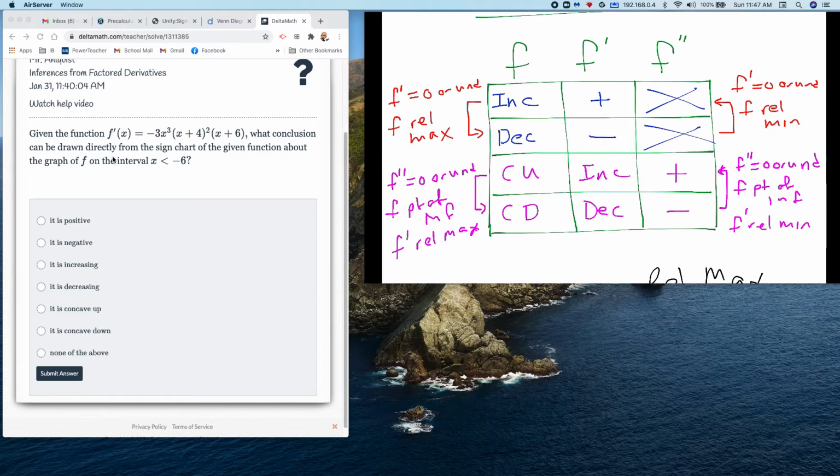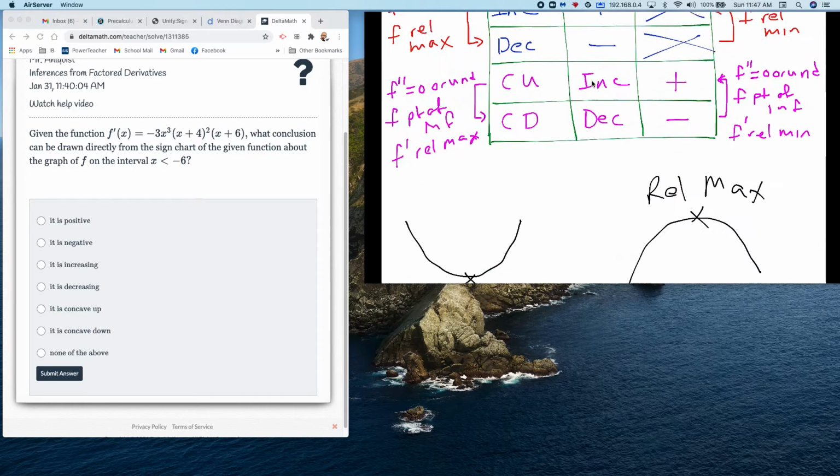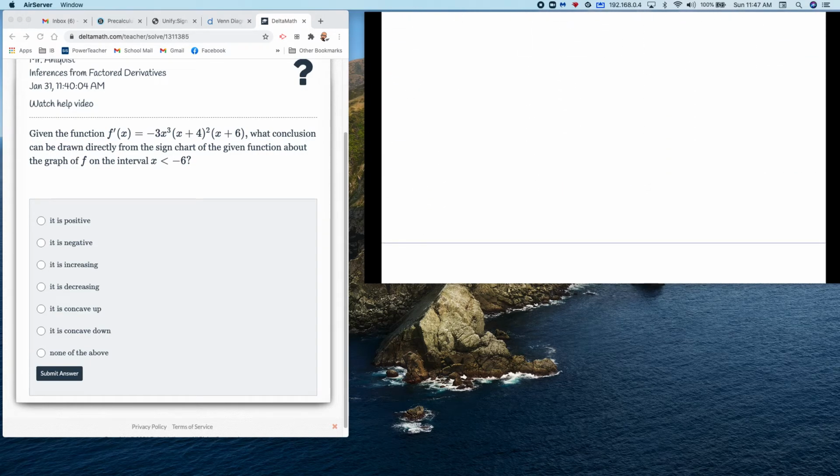What conclusion can be drawn from the sign chart of the given function, and this would help us with a sign chart, of the graph of f when x is less than -6. So the idea here is we're making a conclusion on f from f prime. So let me show you what I mean. So if f prime is equal to -3x squared, (x plus 4) squared, (x minus 6).